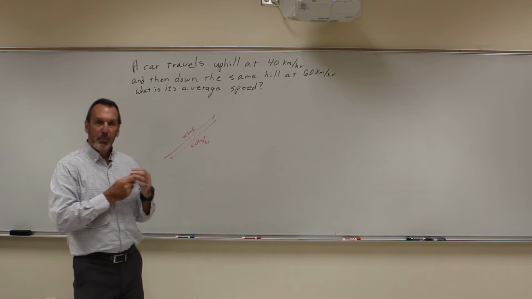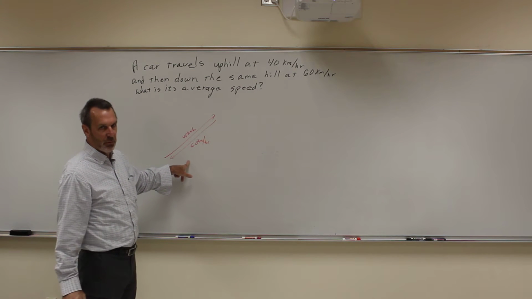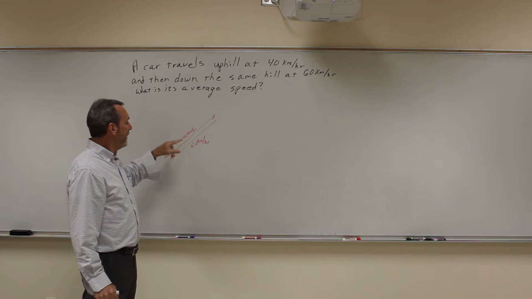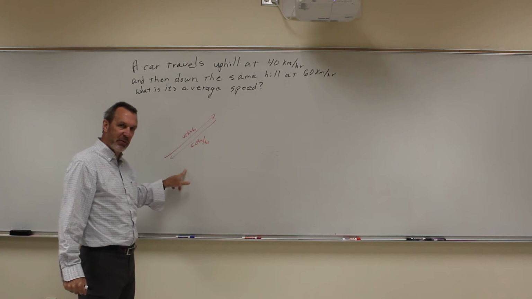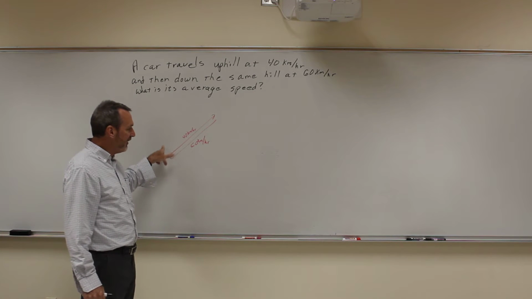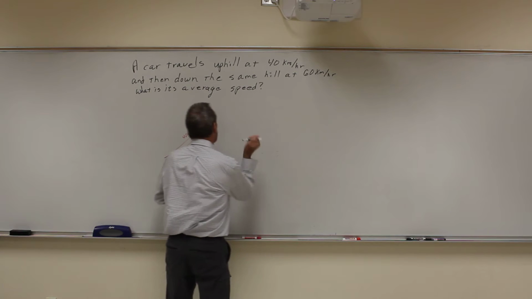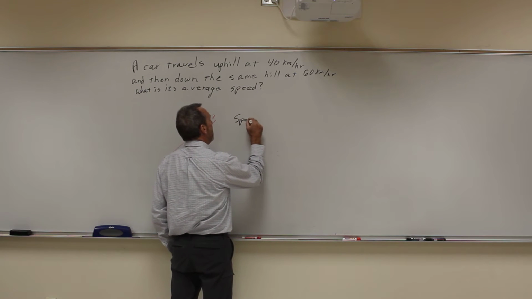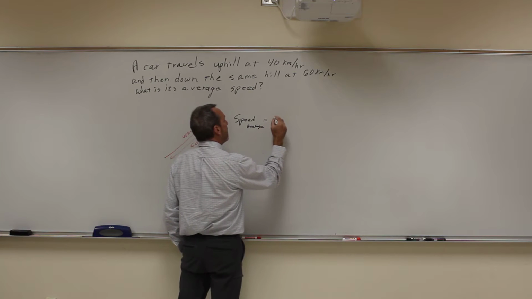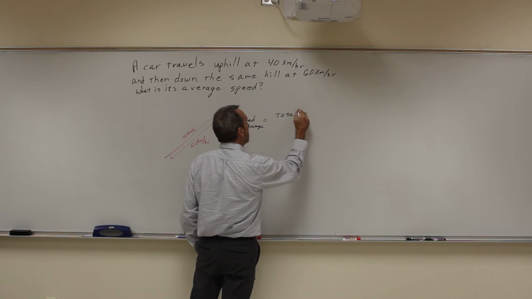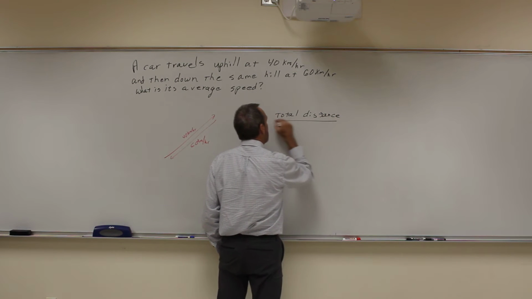So the average should just be 50. It should be half that, right? That is not the correct answer. Why? Because going uphill, it's going to spend more time going uphill than it does going downhill. So to figure this out, we actually go back to our definition of average speed. And so when we did the speed average, it was equal to the total distance over the total time.